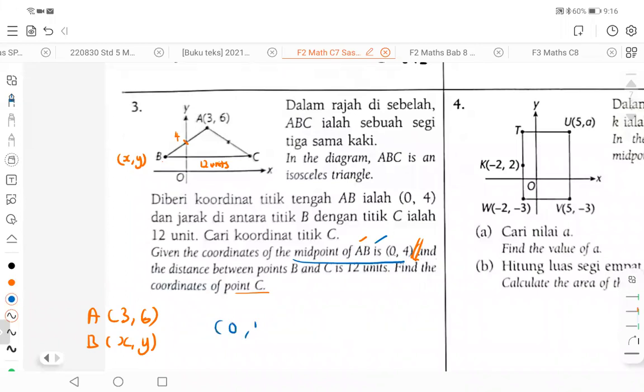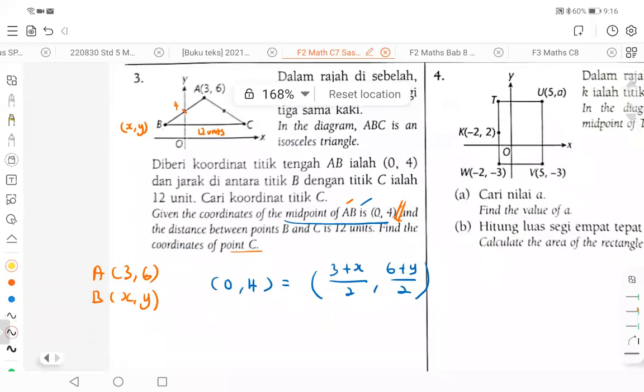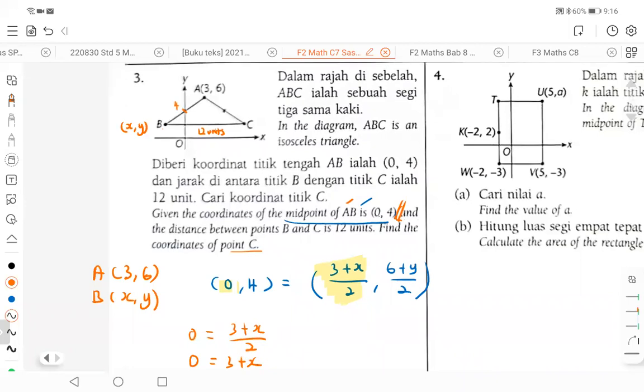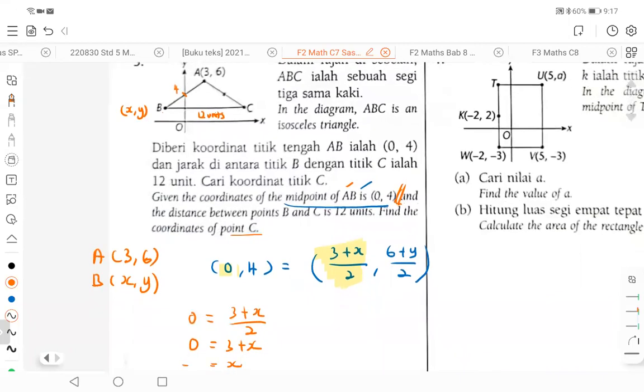So the midpoint equals ((3 plus x) over 2, (6 plus y) over 2). Then you calculate now. Then you separate that. 0 equals (3 plus x) over 2. Find out the value of x. Here 0 equals (3 plus x) over 2. So 2 times 0 is 0, 3 plus x, and x equals negative 3.